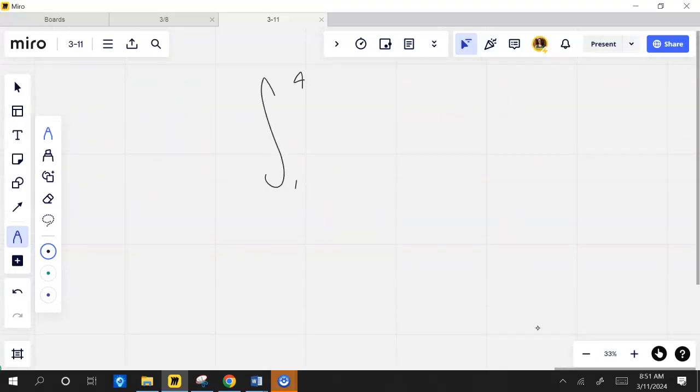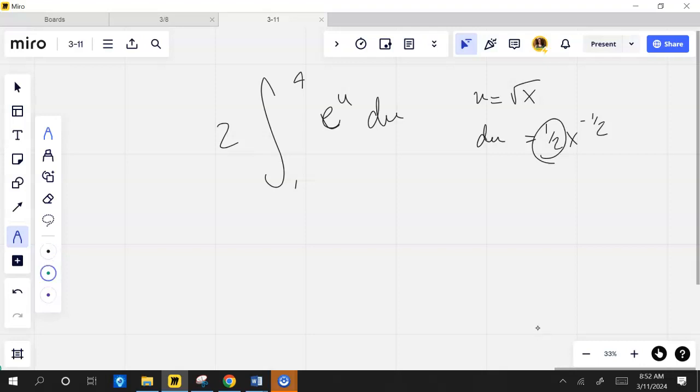From 1 to 4, it told me to let u be the square root of x. So I'm going to go ahead and do e to the u. du here would be 1/2 x to the negative 1/2. So in order to make this du, I need to counter it with a 2 outside. And now I have to adjust those bounds, right? So when I adjust the bounds, I'm using square root of x. So square root of 4 is 2. Square root of 1 is 1. That's all you had to do there.